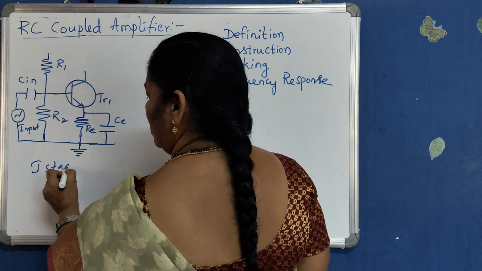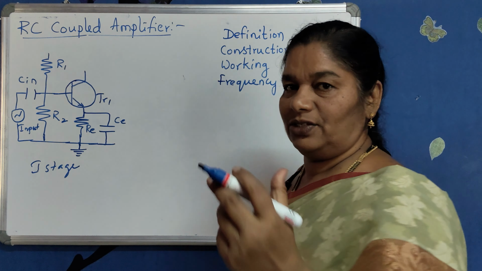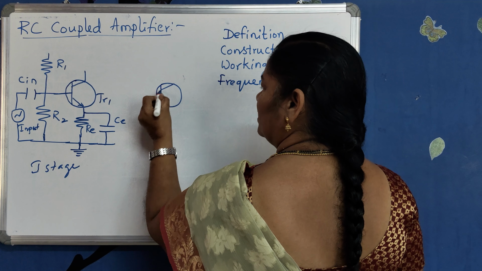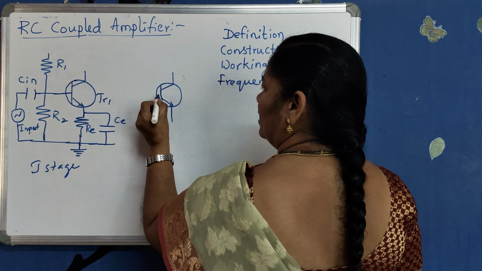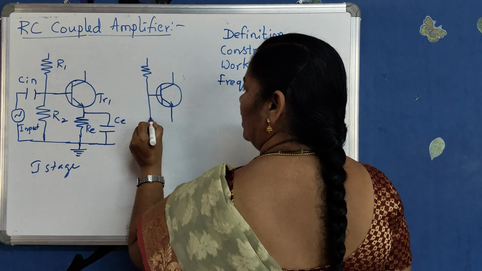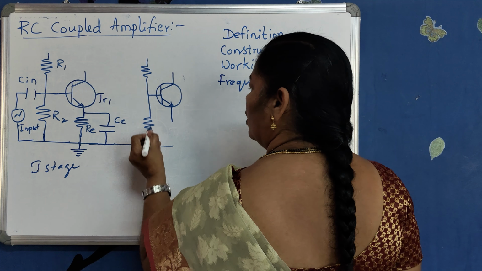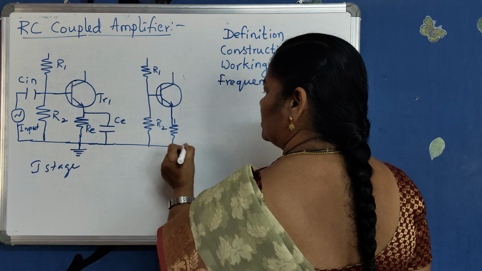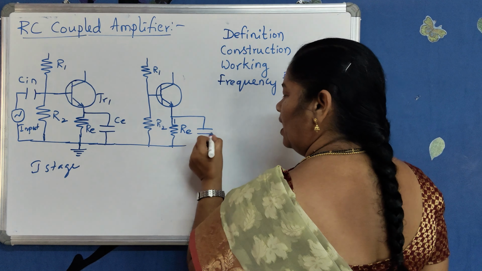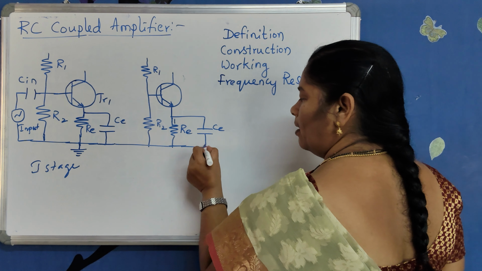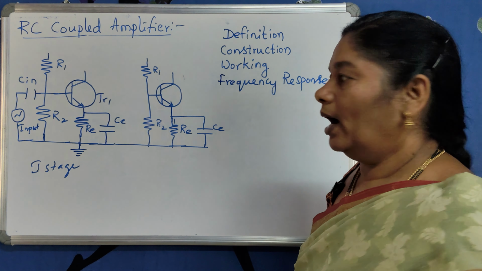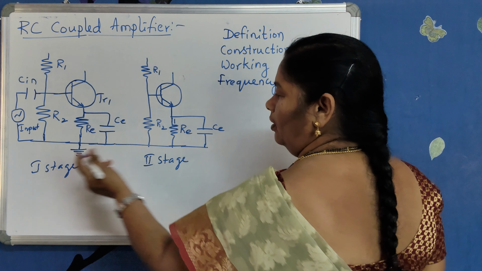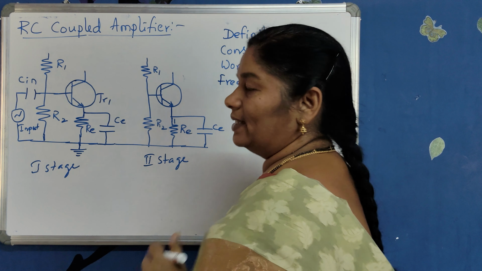This is one stage. And now you have to draw another stage in the same manner. First of all, let us draw a transistor, the same one, an NPN transistor. Here you have a biasing network, R1, R2, and this is RE for stabilization, and CE is a bypass capacitor. This is called the second stage. So here this is the first stage and this is the second stage.